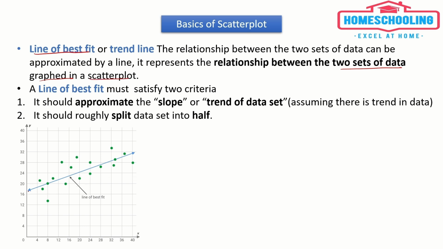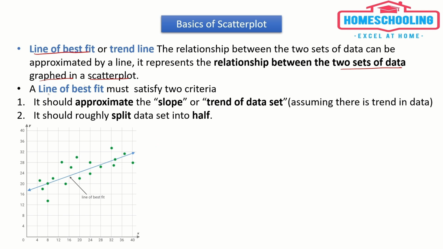So as we can see, these are our data points, and it is a positive scatter plot. And what is the line of best fit? The line of best fit shows the trend of the data. As we can see here, the data points are rising, so it is showing a trend of the data points.